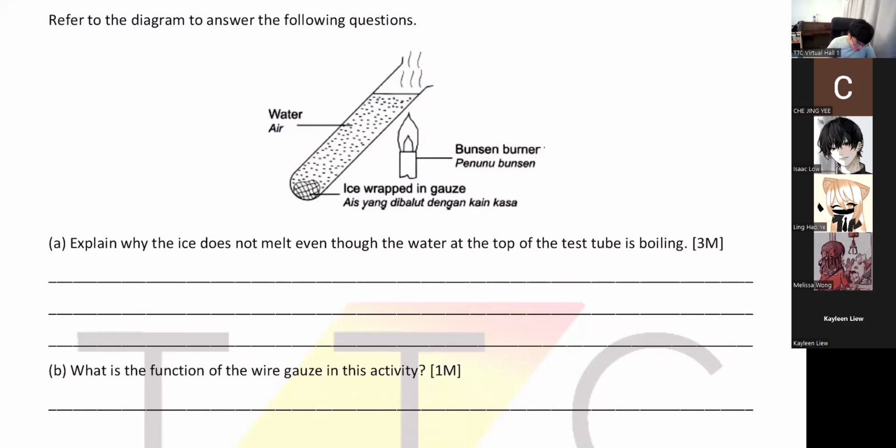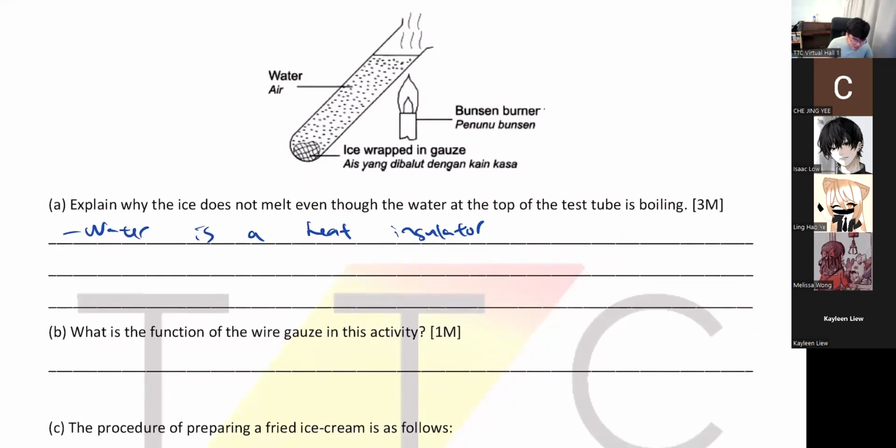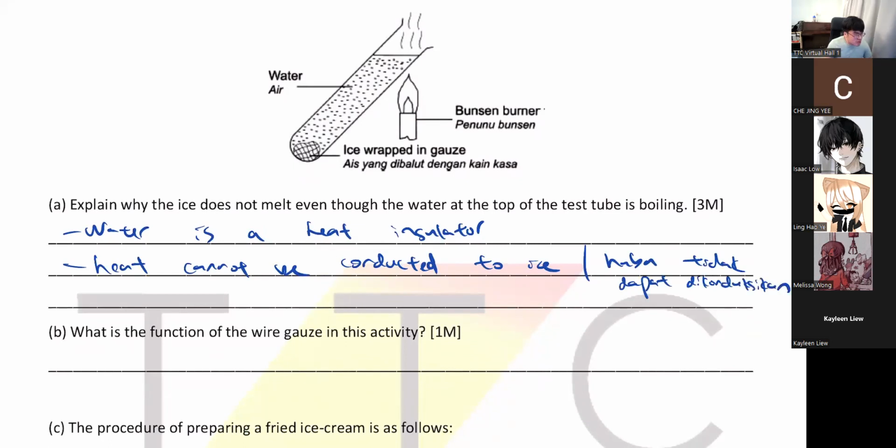So anyway, ice does not melt even though water at the top is boiling, because water is a heat insulator. Walao, the same answer lah. Air merupakan penebat haba. Okay, so heat cannot be conducted to ice. Haba tidak dapat dikonduksikan. Oh my god, I hate this word.